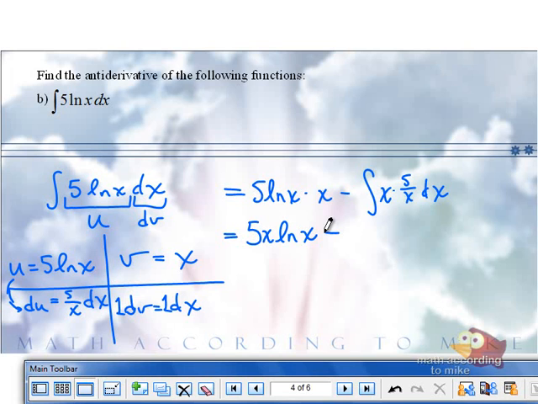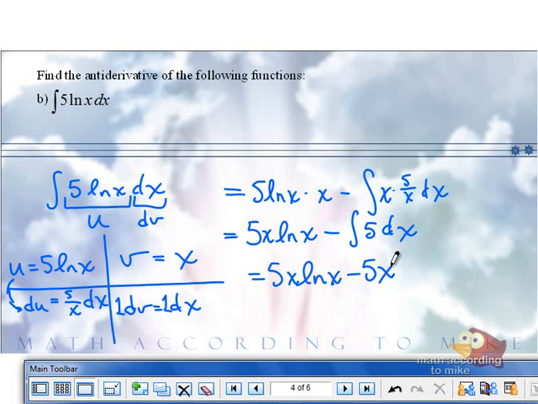Minus, for that integrand, what is x times 5 over x? 5. So one of the points of integration by parts is to make a prettier integrand. So 5 is crazy pretty now. Yay. What is the antiderivative of 5 with respect to x? 5x.